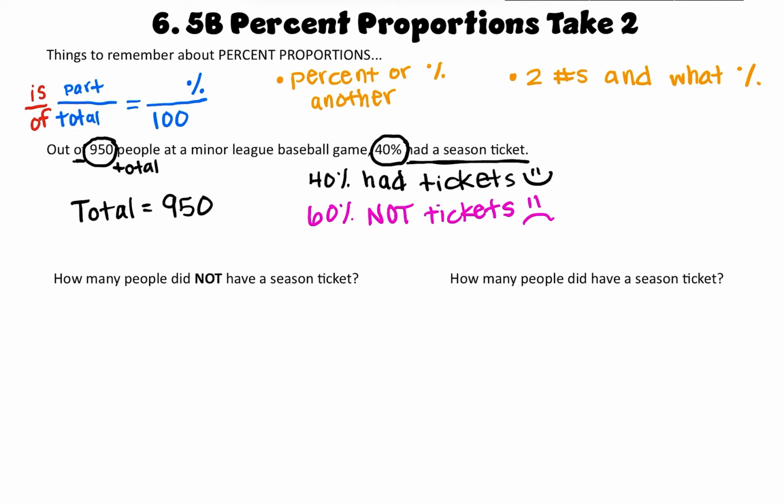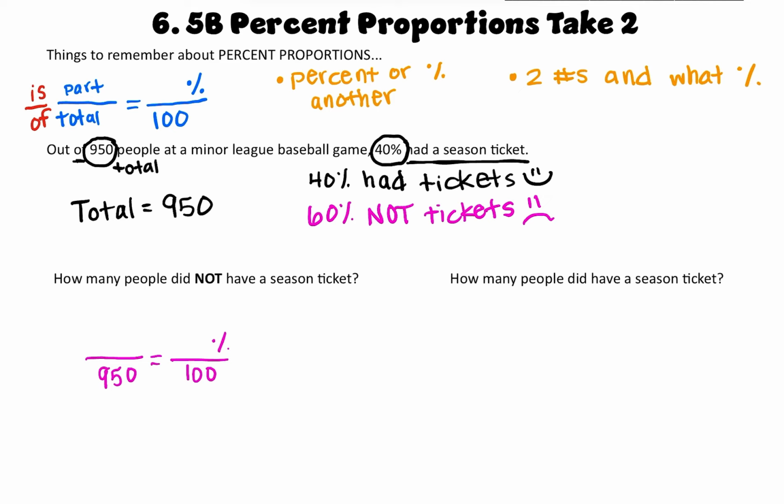So this one says, how many people did not have a season ticket? And it said people, not percent. So I have a total of 950, and I want to use the not. So I have a number and a percent, so I can set up a proportion. So we already talked, it looks like this. Percent goes over 100, and my total goes here. Okay? So that's going to be the same no matter what. Total goes on the bottom, 100 goes there.